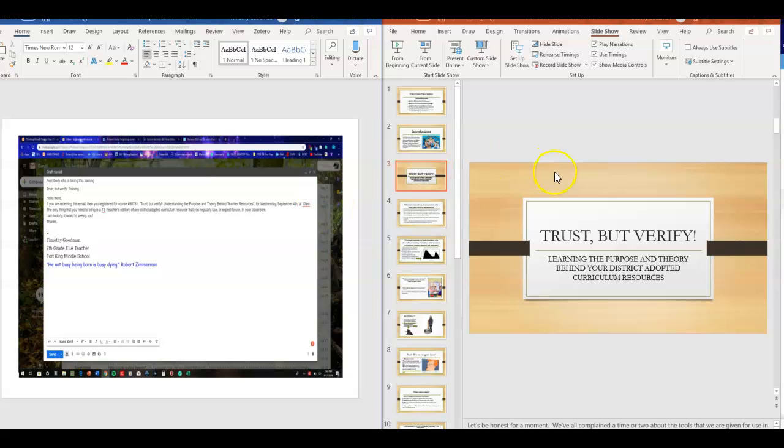Alrighty. And on the right, no, this is not the first slide, but it shows the purpose of what I'm doing, learning the purpose and the theory behind district-adopted curriculum resources. Basically, I learned a lot from doing my lit review, and one of the main things I learned is the buy-in factor for teachers. If teachers understand the purpose behind a district-adopted curriculum resource or any resources that they use in the classroom, if they understand how the tool is used, well, then it makes it that much more effective, and research does bear that out.